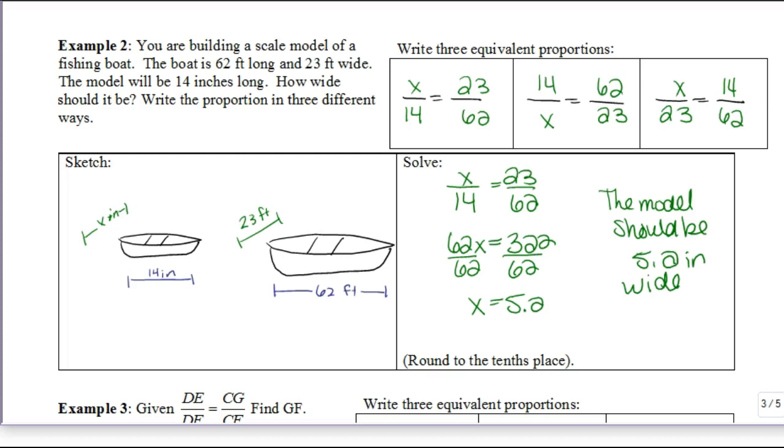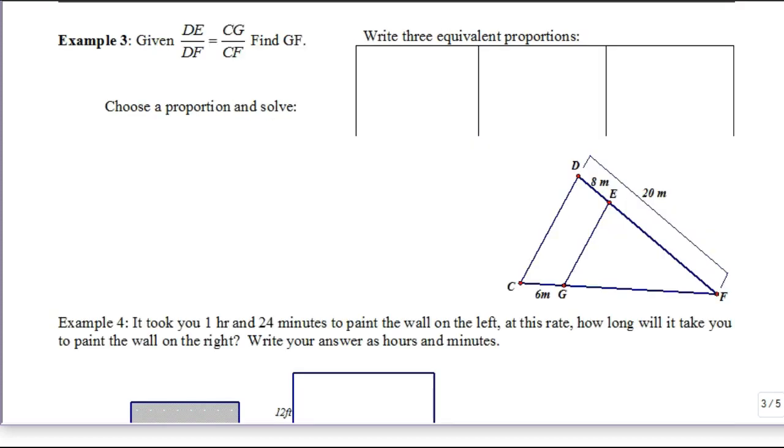I picked the first proportion. After solving correctly, we find that the model should be 5.2 inches wide. Let's look at the last example. I'll give you a moment to set it up.